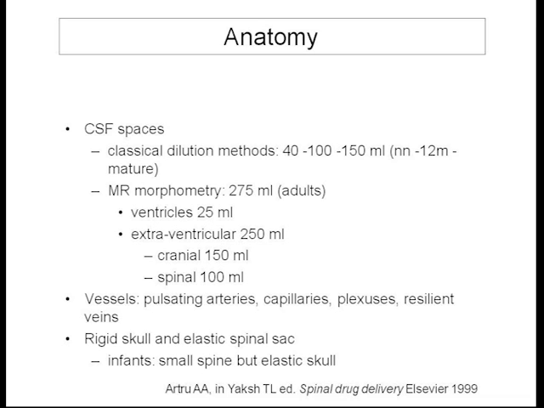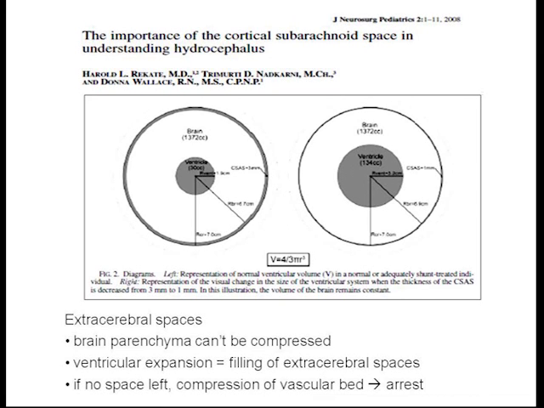Another thing that is important is that the brain contains vessels, and all those vessels are pulsating. And this will be the source for the pressure wave we will talk about later. And the other thing is that there is a rigid skull and an elastic spinal canal. That means that the CSF is pushed toward the spine and then goes back during the systole. So there is a back and forth motion of CSF from the skull to the spine.